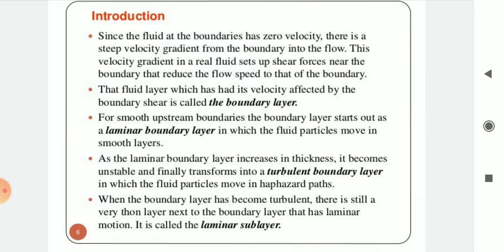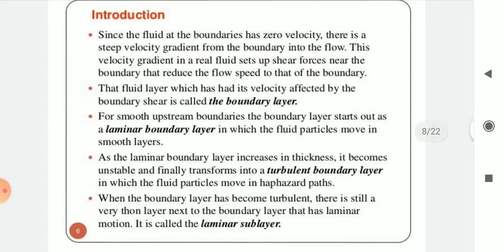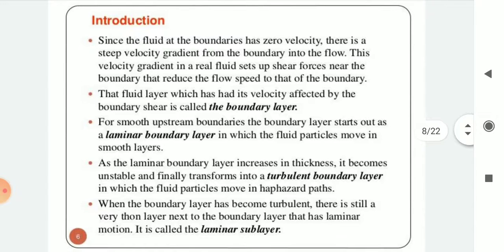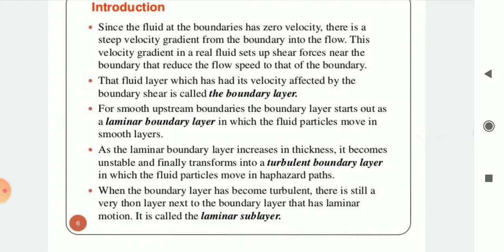For smooth upstream boundaries, the boundary layer starts out as a laminar boundary layer in which the fluid particles move in smooth layers. As a laminar boundary layer increases in thickness, it becomes unstable and finally transforms into a turbulent boundary layer in which the fluid particles move in haphazard paths. When the boundary layer has become turbulent, there is still a very thin layer next to the boundary that has laminar motion. It is called the laminar sublayer.